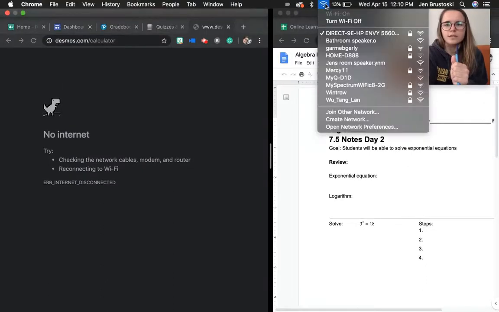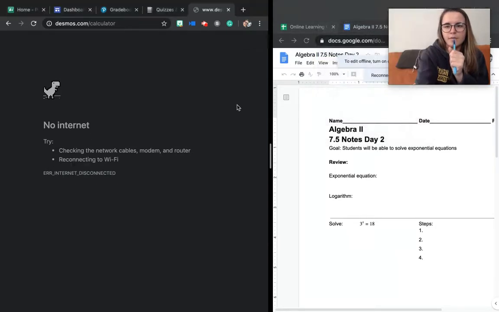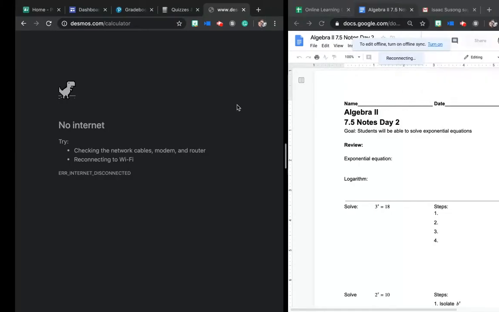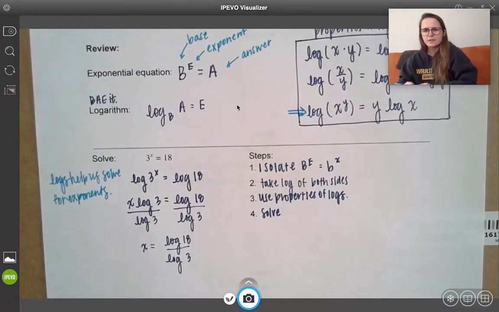Darn it, I'm not connected to the internet. Okay, never mind. I don't have Wi-Fi, so it's creating a little bit of a mess for us right now. I'm not even sure how this video is recording. That's fine. Okay, so I guess I have Desmos on my phone. It's just a little bit harder to type in.